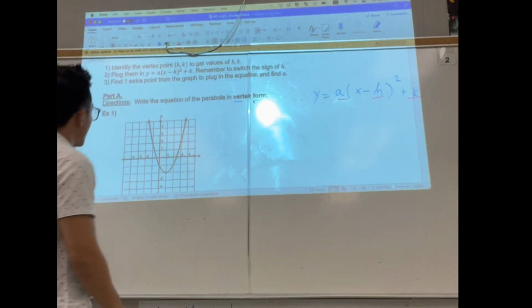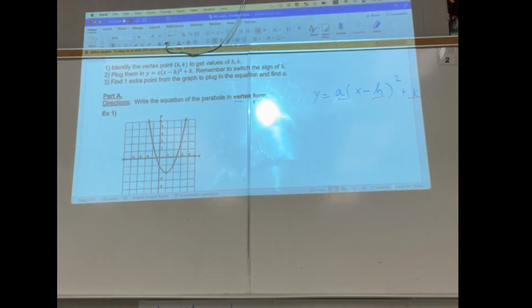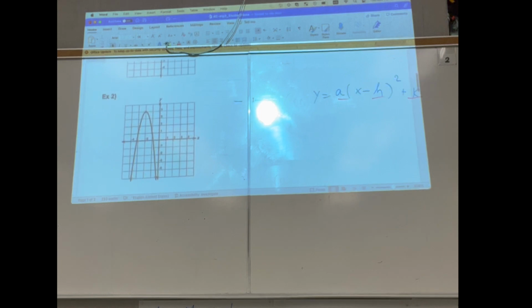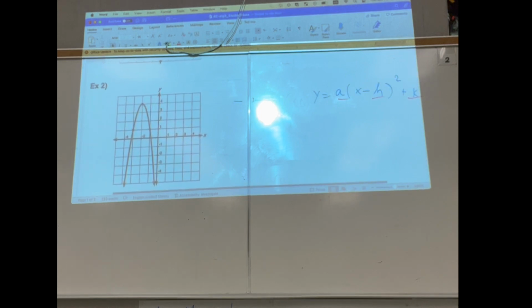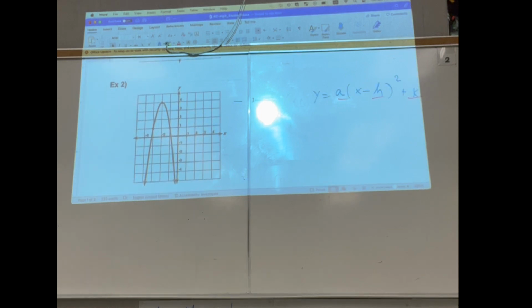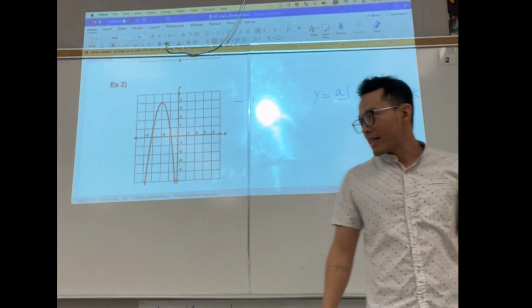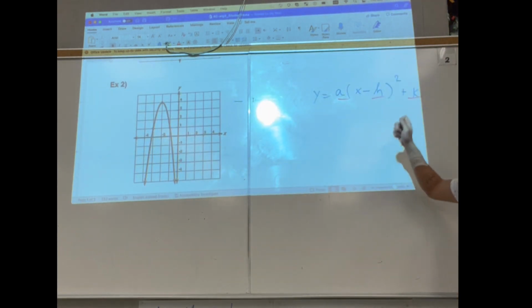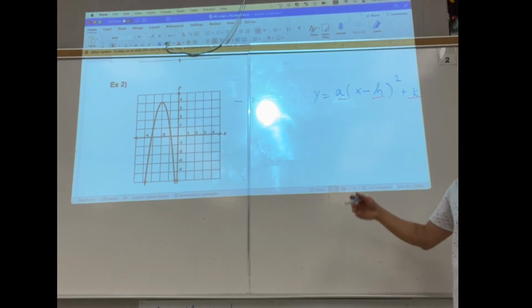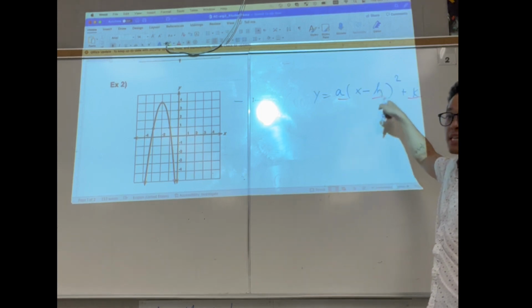Okay, second example. They're asking you to write a quadratic in vertex form. That's this form. So what information do you need to know? A, H, and K, right?